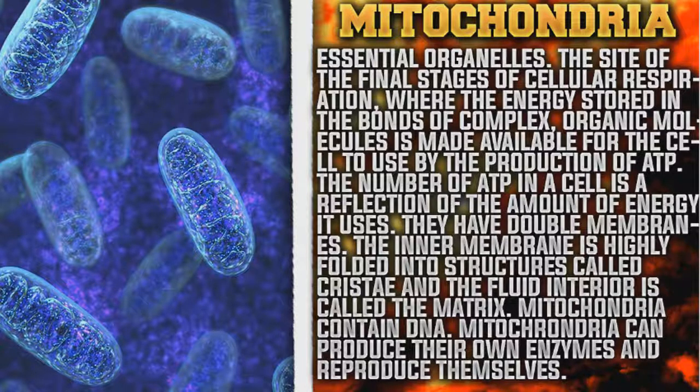Mitochondria have a double membrane. The inner membrane is highly folded into structures called cristae, and there's an interior fluid which is called the matrix. Mitochondria also contain their own DNA, meaning they can produce their own enzymes and reproduce themselves.